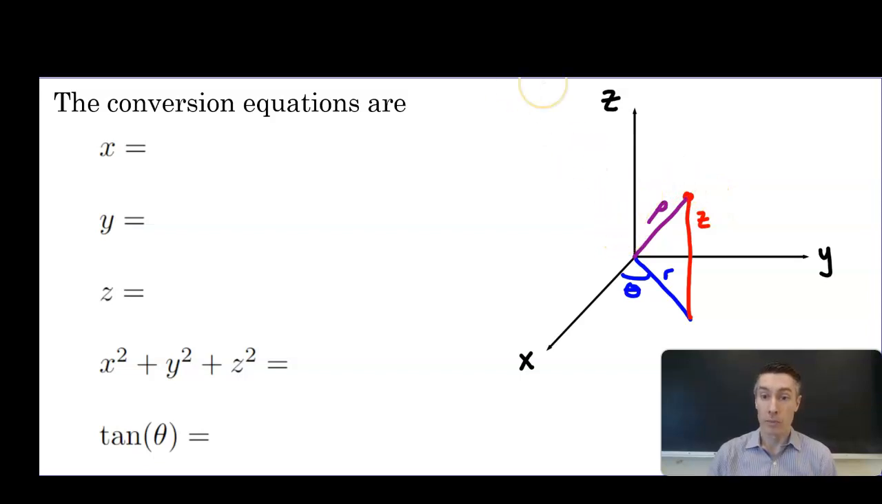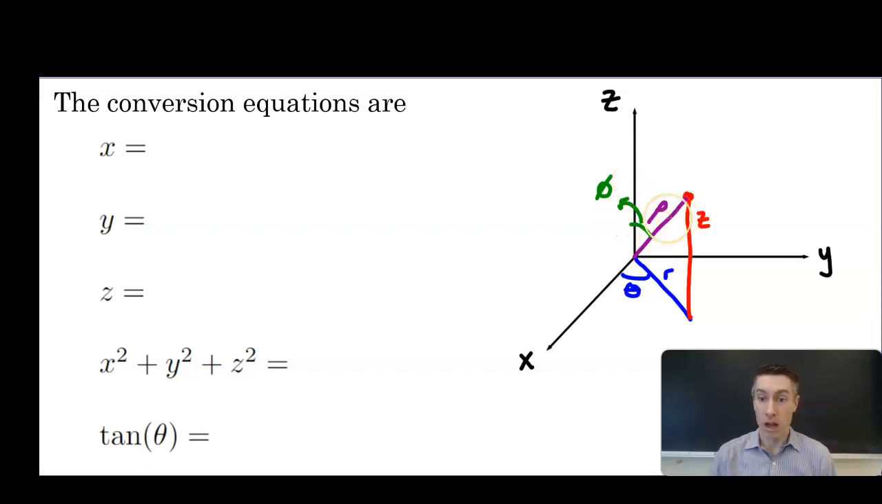Now phi is the angle off the positive z-axis. Theta is still the same. Now in order to get our conversion equations, we know that x equals r cos theta for polar. So if we can replace r with an expression in terms of rho and phi, that would be really helpful.